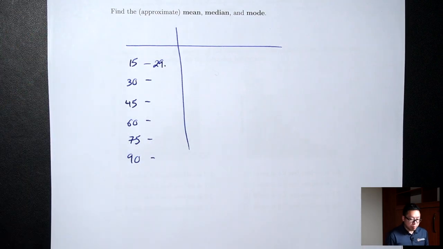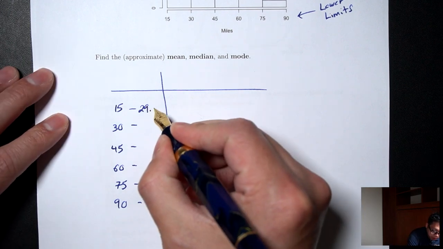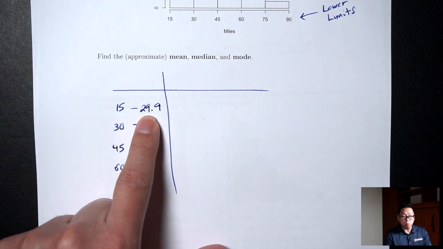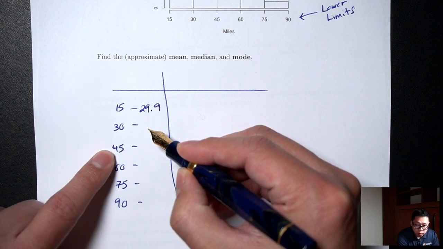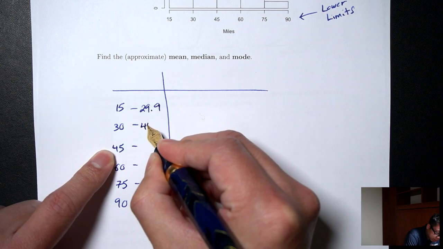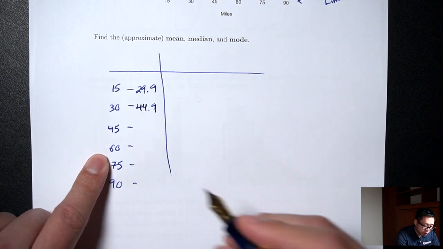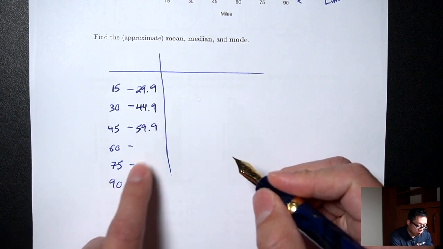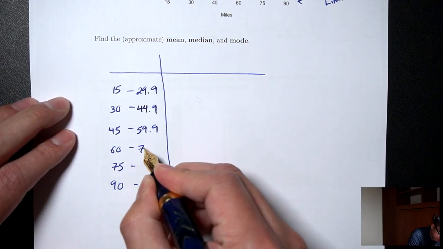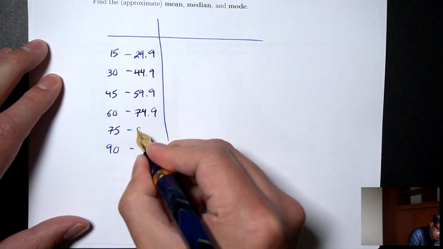And then you can use however many decimals you want. Because we don't have the original data here, you can use one decimal or two decimals or three decimals. It's up to you. So 29.9 or 29.99 or 29.999 or even more than that. The next upper should be just below 45, which is 44.9, I'll just use one decimal. Next one should be just below 60, which is 59.9. The next one just below 75, which is 74.9. This one just below the 90, 89.9.